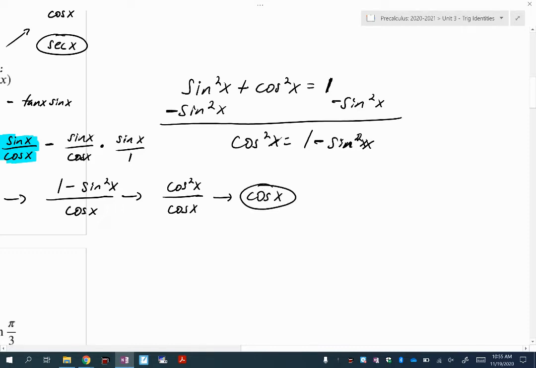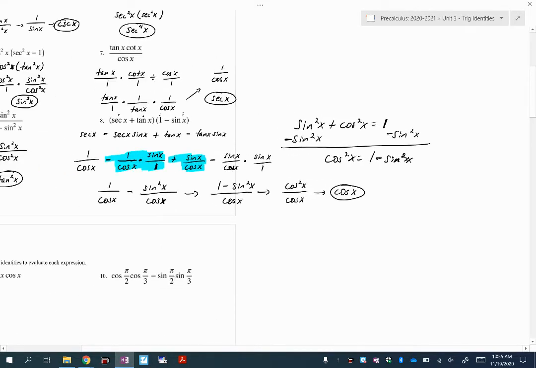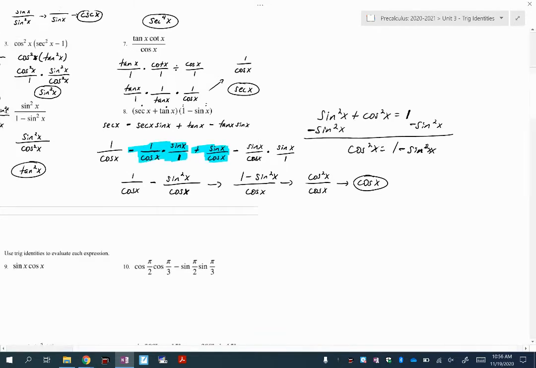I know that was a lot of work to get just cosine x, but again, the key thing here I think will help you is to change things from whatever you've got to sine over cosine or sine and cosine. So always, when in doubt, change things to be in terms of sine and cosine.